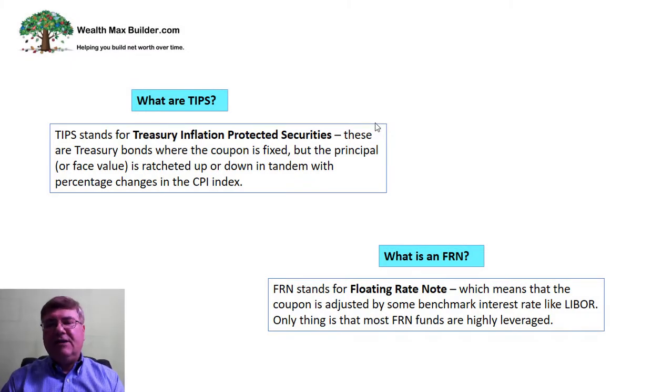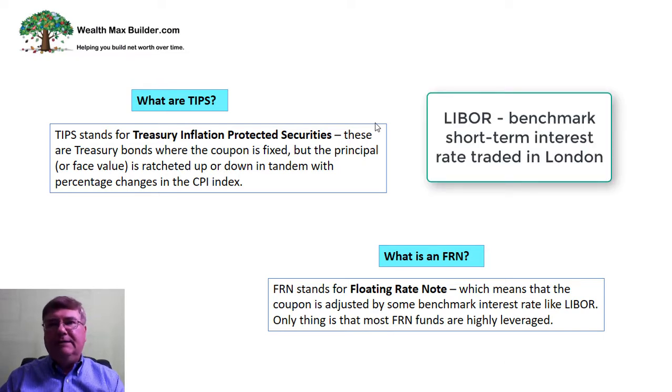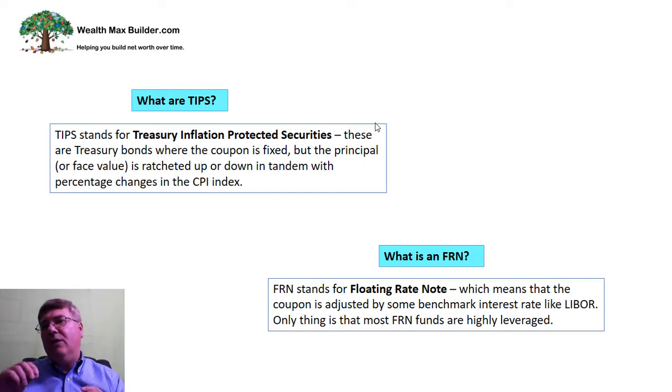Now, FRNs are similar to TIPS in the sense that they're supposed to give you some sort of extra compensation in inflationary environments that bonds generally cannot provide. FRN stands for floating rate note, which means that the coupon is adjusted by some benchmark interest rate, like LIBOR. LIBOR stands for the London Interbank Offer Rate, which is a benchmark interest rate that is used for dollar-denominated eurobonds. In an inflationary environment, an FRN will adjust its coupon higher, and you get higher payments for that, and that's a nice thing. The only problem is that most floating rate note funds are highly leveraged.